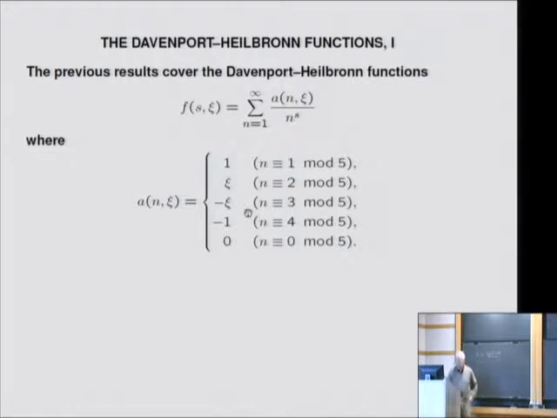Okay, now let's go to the Davenport-Heilbronn function. These are the simplest combinations of L series which have a non-trivial functional equation, the L functions for characters mod 5. So the functions will be for the complex character, and so the coefficients will be 1, xi, minus xi, minus 1, and 0.